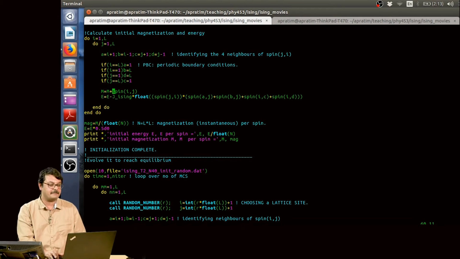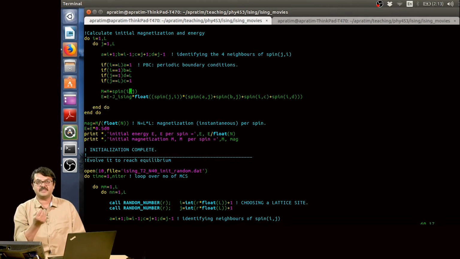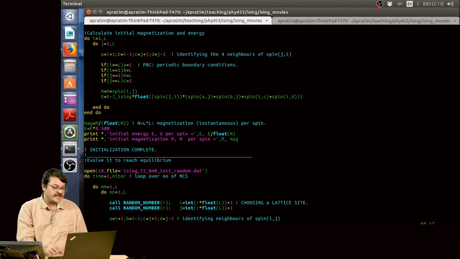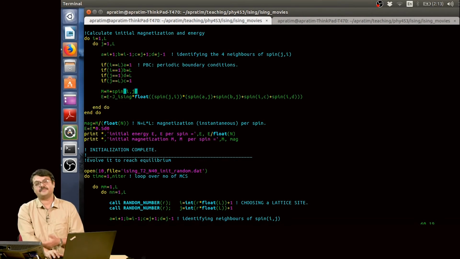I am saying m equal to m plus spin i j. So, to the variable m, you are adding the value of the spin at a particular site, and you are going to each lattice site and adding the value of the spin at that lattice site. If all the spins are pointing up, then once you have scanned the entire lattice, you are going to add 1 every time you visit a lattice site, and at the end of the loop you will have the value of m to be n into 1, 1 being because all spins are up.